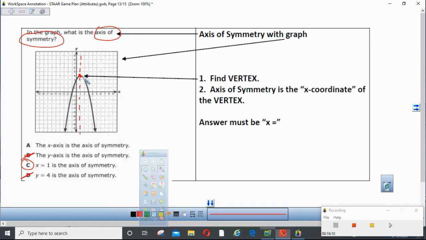Very easy question, but you have to know that it goes through this point right here. So remember, vertex, min, max, axis of symmetry all deal with this point. But axis of symmetry is special because of that symmetry. It splits this in half, and if you draw that line, it will touch the axis and the number and give you the answer.